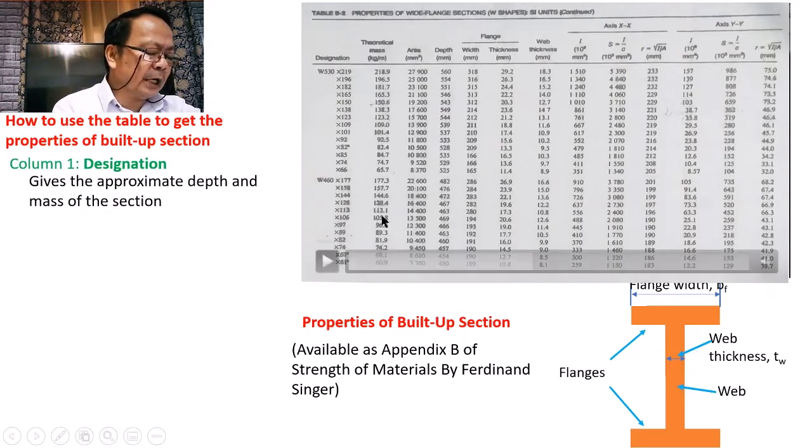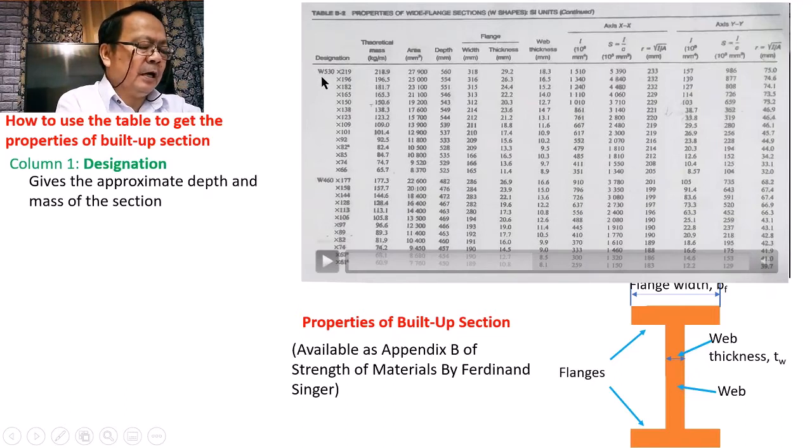Kaya kung kukuha tayo halimbawa, itong tinutukoy natin nasa unang bahagi, 460 by 177. So, maliwanag na itong section na ito, ang approximate depth niya ay 460 mm and it has a mass of 177 kilogram per linear meter.